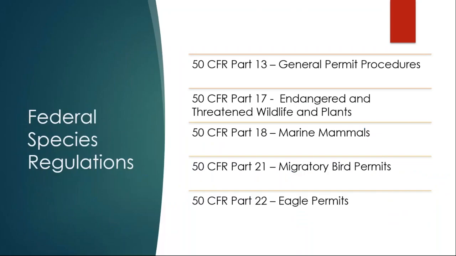This is just the list of some of the regulations for federal species, and we won't go through all of them, but the endangered and threatened wildlife and plants are in 50 CFR Part 17. Marine mammals, we need to pay attention to those, migratory birds, and so forth, but this is just some of those regulations that we need to be mindful of.